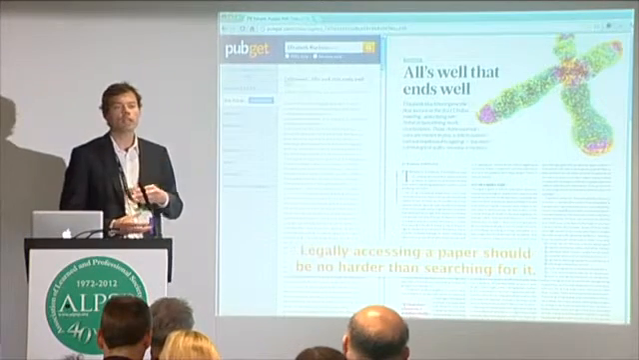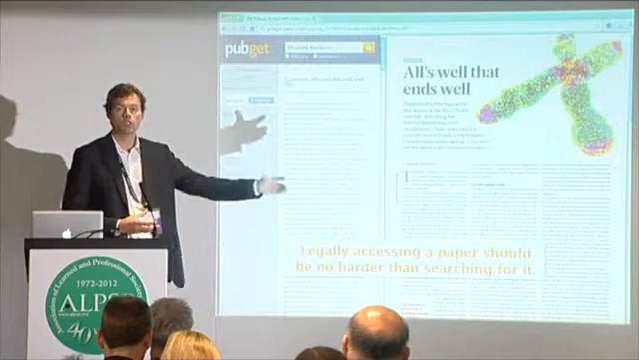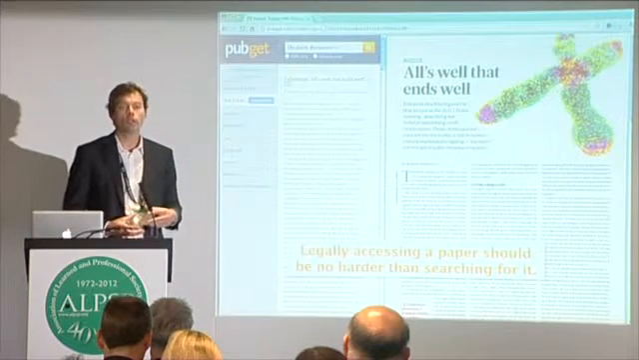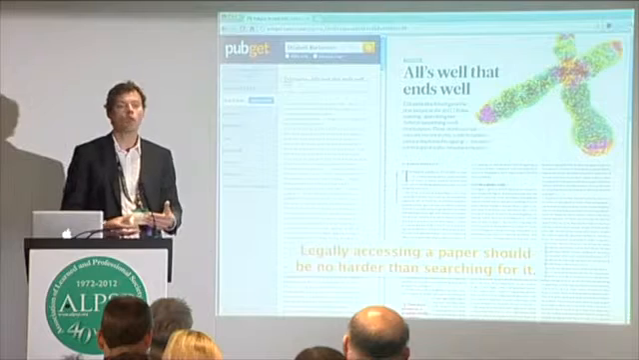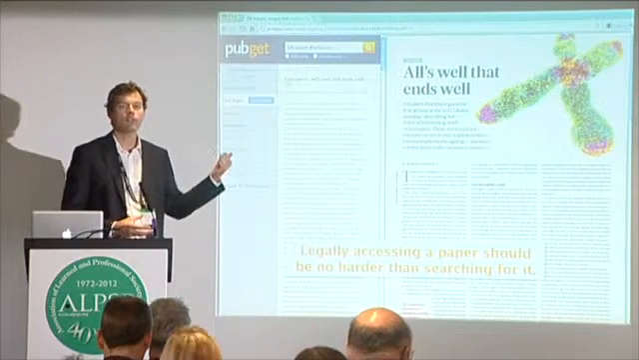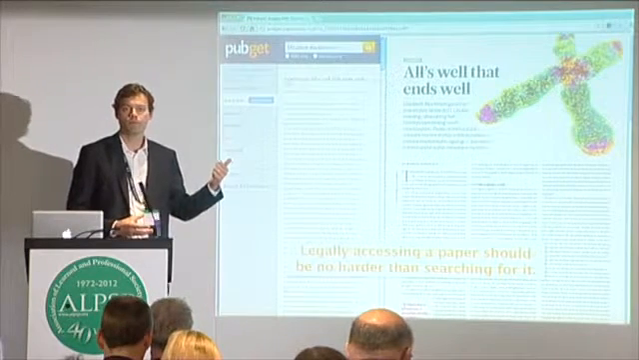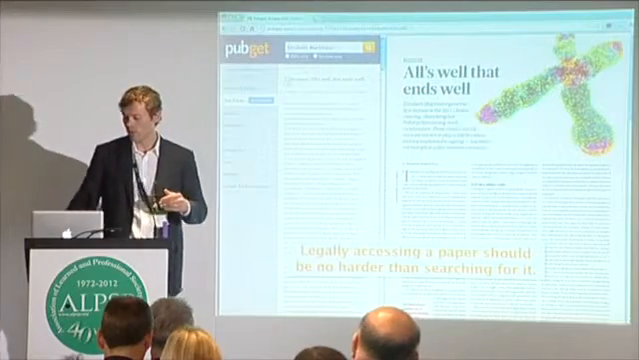We have 2 businesses. One's an advertising business for our free tool, but the core of our business is an enterprise-grade workflow tool to make full text access easier. That's the end of the product pitch. What are we seeing in the market?